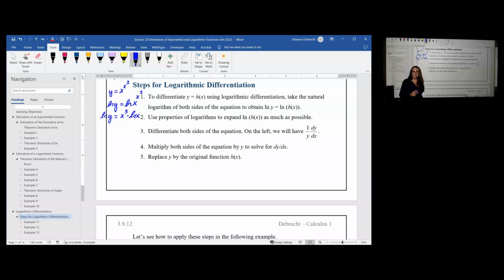Now that I've taken the natural log of both sides and simplified the side that had the tower function, I'm ready to go ahead and take the derivative. Note I haven't done the derivative yet. I've just taken the natural log of both sides of the equation. Now I apply the derivative to both sides. The derivative with respect to x of the natural log of y will give me 1 over y dy dx. On the other side, I'll have to invoke the product rule.